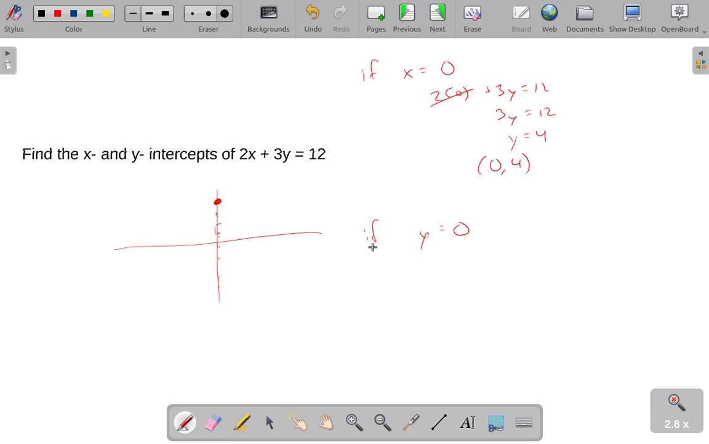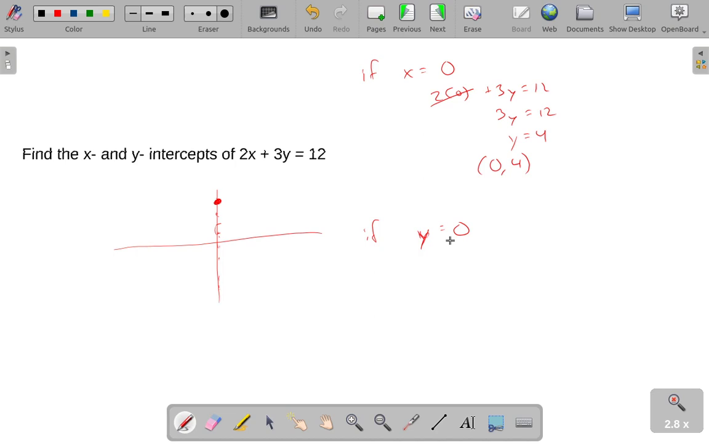All right. If I wanted to find my x-intercept, I would just figure out when y is equal to 0. I don't really have to think about which intercept I'm finding. I just need to say if x equals 0, I get this. If y equals 0, I get this, and then plot those points.